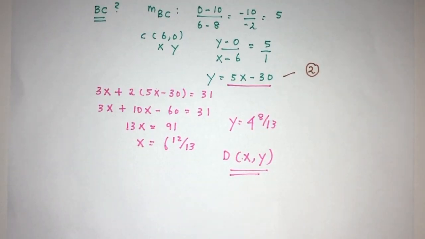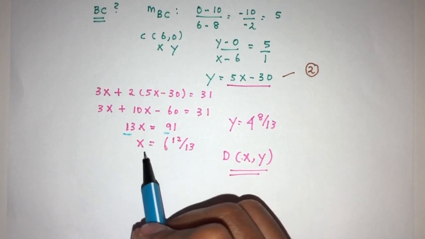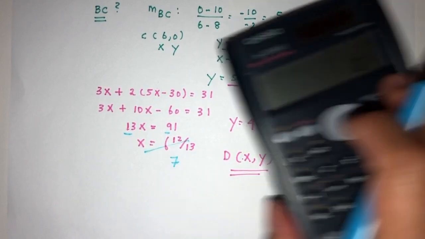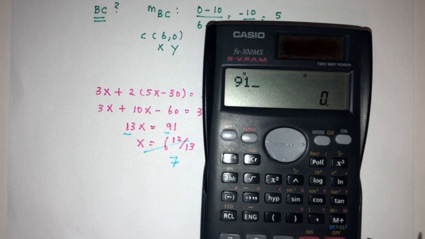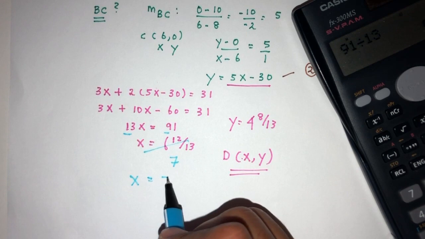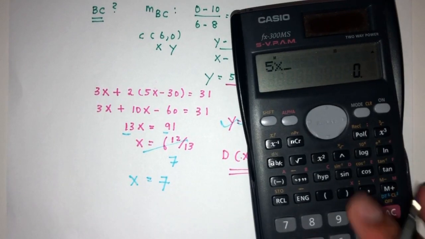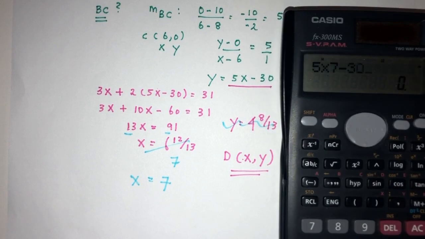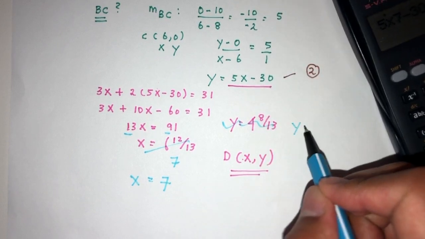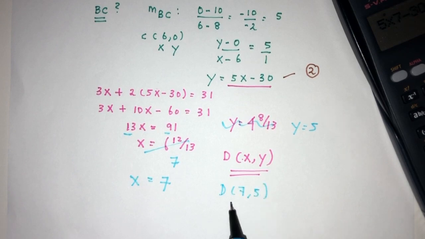So here a very strange thing happened. Whenever we tried to divide by 13, the value of x was exactly 7. So you can always use your calculator correctly. 91 divided by 13 will be 7. So x will be 7. Now for y, we just have to replace back in here. That will be 5 times 7 minus 30. That will be 5. And the point D will be simply 7 and 5.